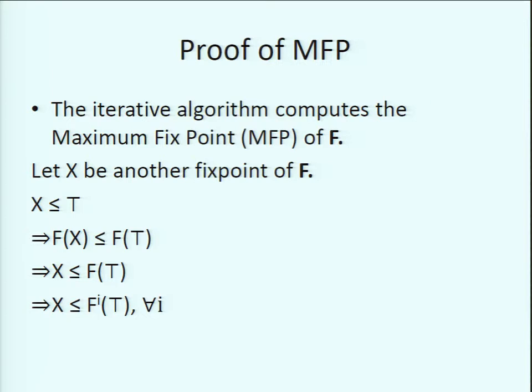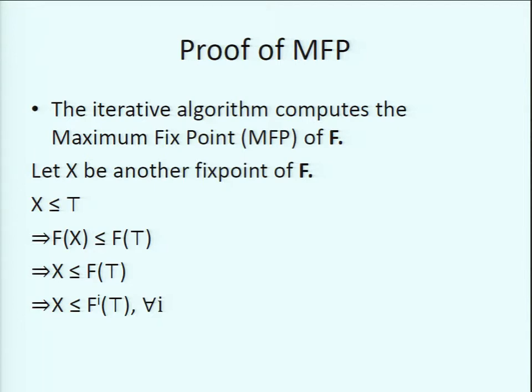Now you apply f on both sides. Now here is where you use the fact that f is monotonic. So therefore if x is less than top, then the function f is going to preserve that relationship. So therefore f of x is also going to be less than or equal to f of top. Now you know that x is a fixed point, so therefore f of x will be equal to x. So hence x will be less than or equal to f of top.